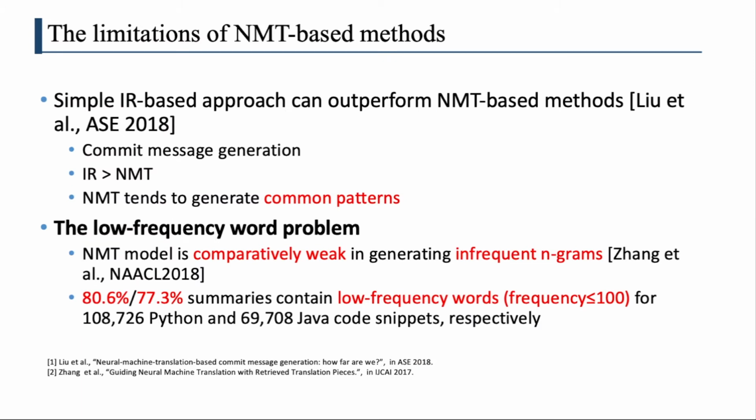But there are also limitations in NMT models. A recent study on commit message generation found that a very simple retrieval-based method can outperform a carefully designed NMT model. It points out that NMT tends to generate common patterns. Besides, in the NMT community, it's also revealed that NMT models are comparatively weak in generating infrequent n-grams. Further, in our datasets, the statistics show that nearly 80% of summaries contain low-frequency words.